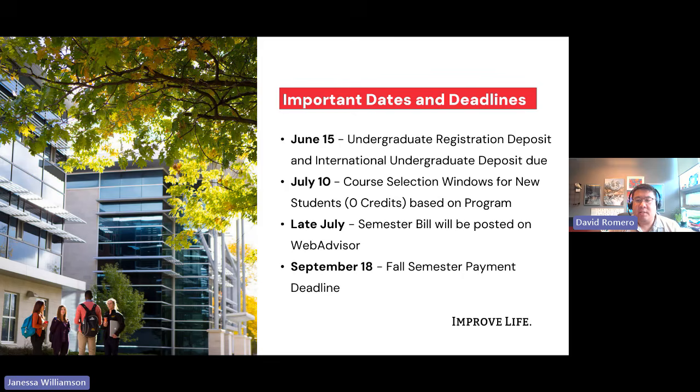So some important dates and deadlines. The undergraduate registration deposit was due on June 10th, or sorry, June 15th. The course selection window for new students will be July 10th. But again, engineering students will have their courses selected. So July 10th is actually the date after which you will be able to register or make changes to your provided schedule. And then late July, you'll have a semester bill posted in WebAdvisor. And then September 18th is when your fall semester payment is due.